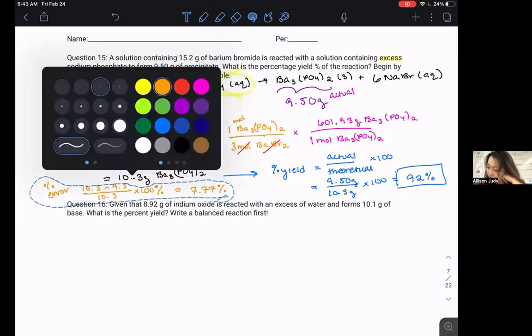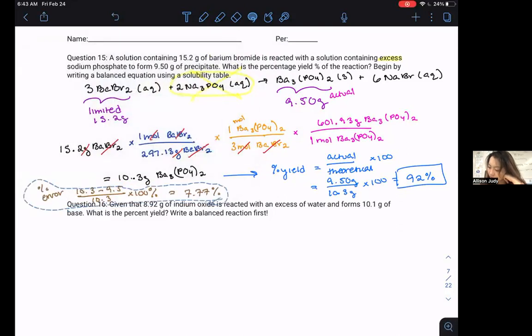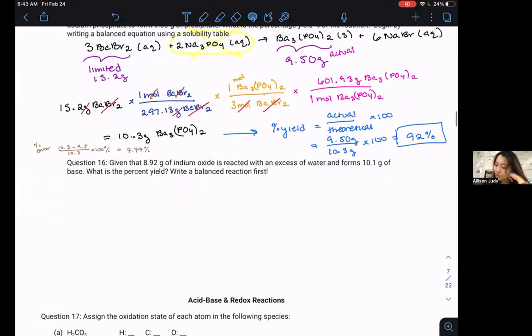And I'll change the color to one that is not so similar, and I'll try to shrink it too. There you go, for just a little bonus. Okay, so let's go ahead and move on to AP questions.